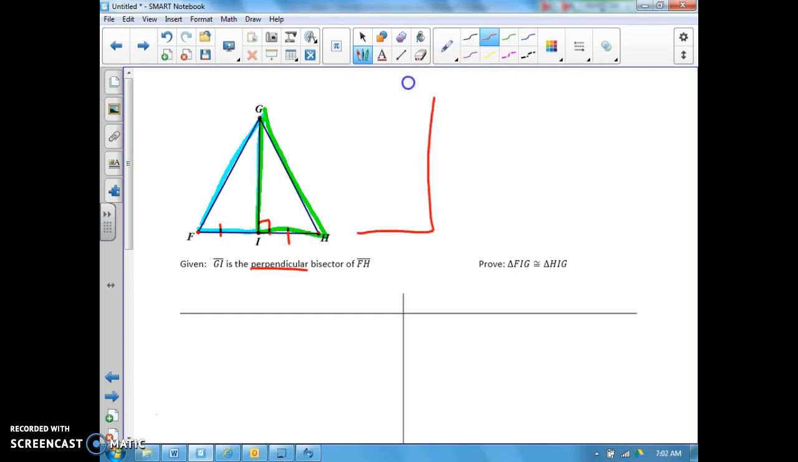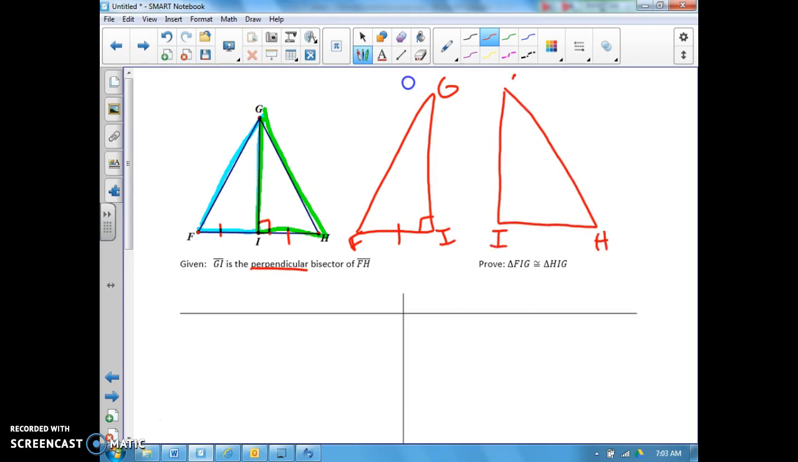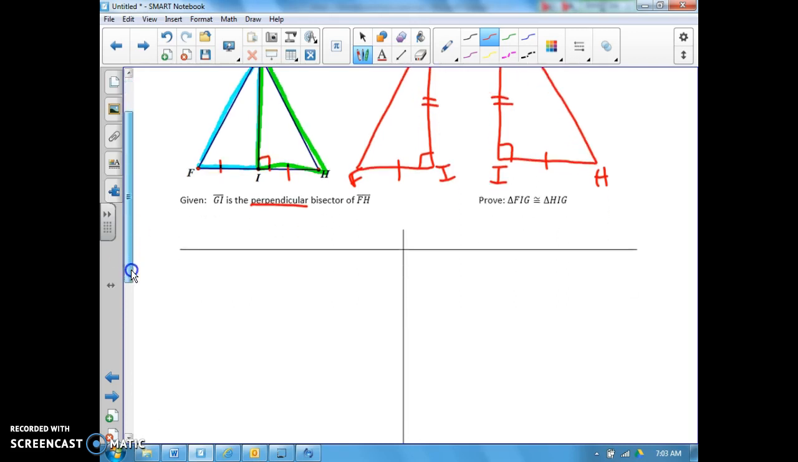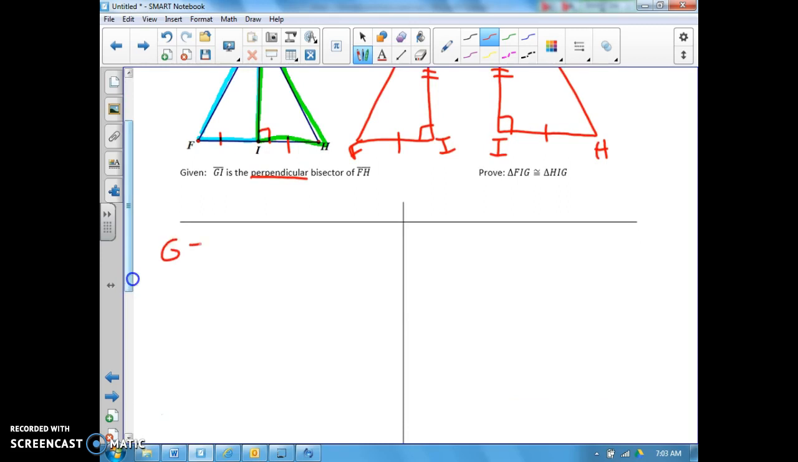So, I have F, I, G. I'm given that that's there and that's there. And then we have I, H, G. And we're given this. Now, we know that GI has to be congruent to itself, so I can mark that as well. So let's go through and do the proof. I'm given GI is the perpendicular bisector of FH. That's my given.